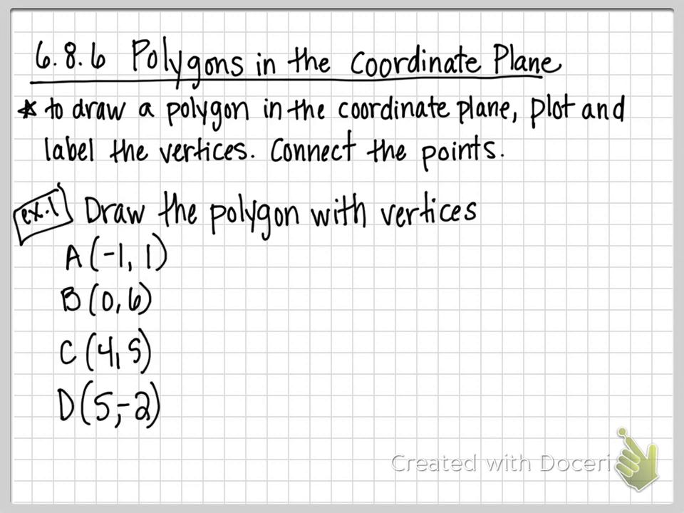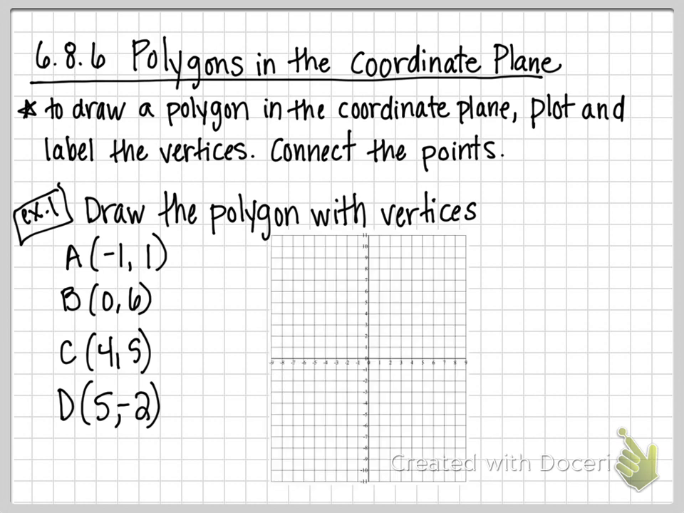For example, draw the polygon with the vertices (-1, 1), (0, 6), (4, 5), and (5, -2). Go ahead and sketch this in your notes, and then I'll put it up on the board so you can check your work. See what shape you get.